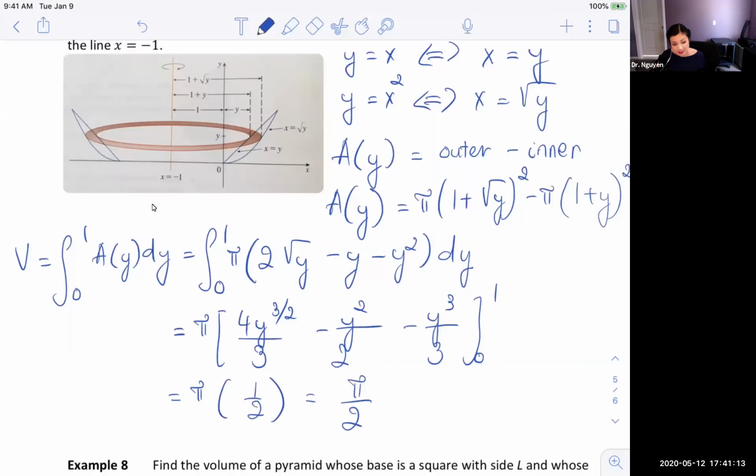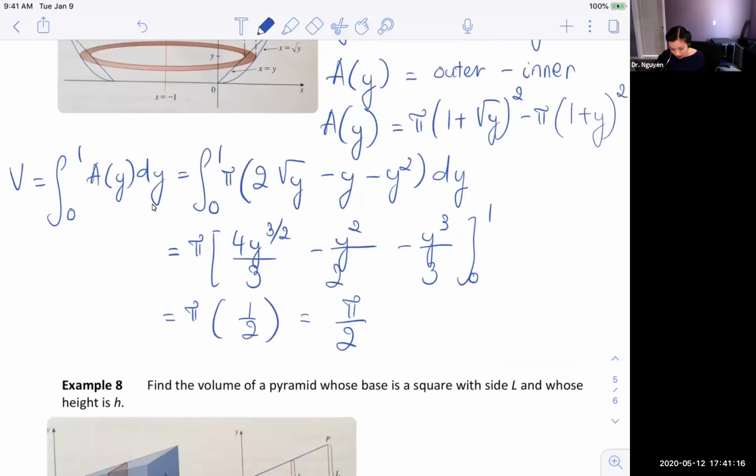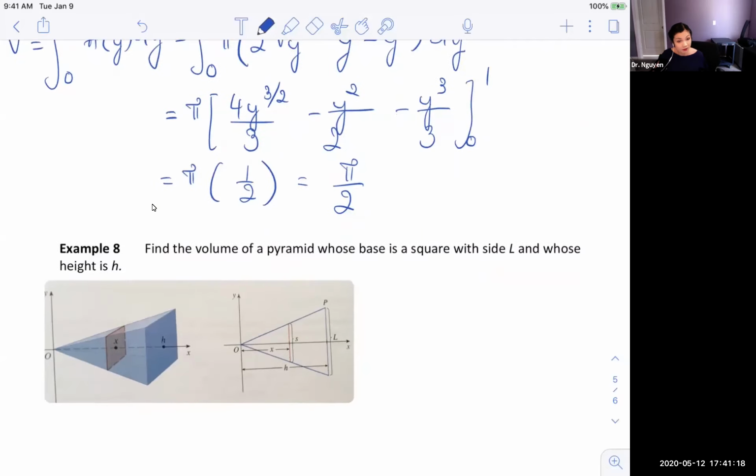Okay, the last example I want to show you, this time we do not have a disk. So we consider the volume of a pyramid whose base is a square. So this is your solid, right? So you slap all the squares in, and then we go to the vertex, which is the origin, and the squares get smaller, but they're all squares.